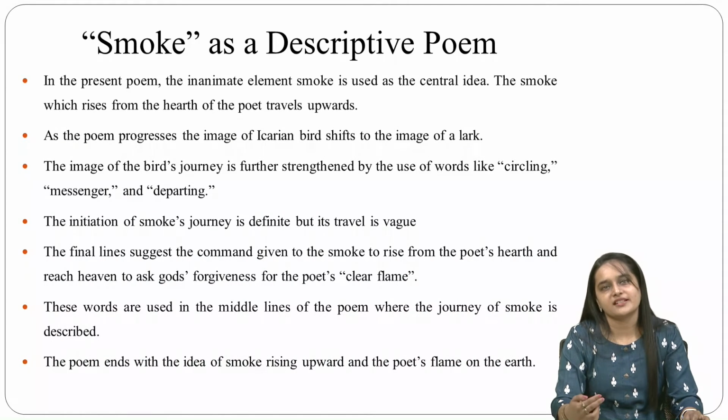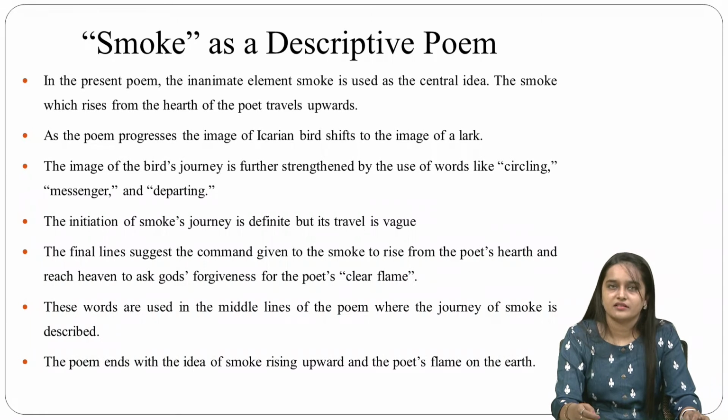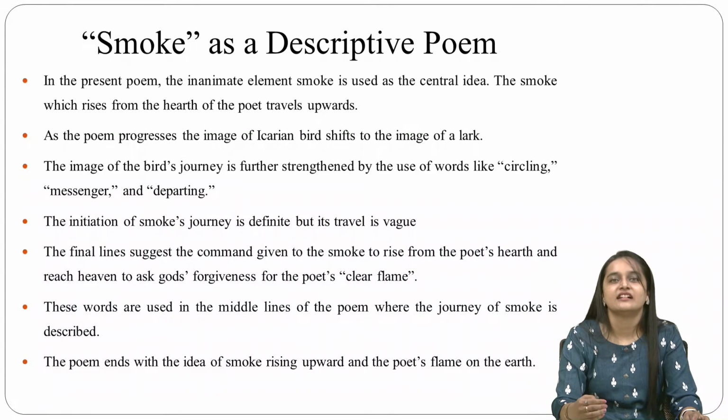As the poem progresses, the image of Icarian bird shifts to the image of a lark. Lark is a bird well known for its high soaring flights. Here we have a lark without song. Lark songs are audible even if the bird is at a great height. But as the bird is used as a symbol for the smoke, it is suggested that smoke attains great height like lark. But it does not have any song to sing or any sound for that matter.